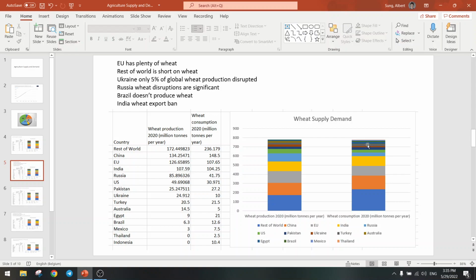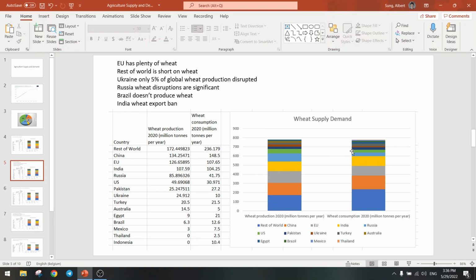And they are in trouble because Russia and Ukraine have some supply disruptions. Now, Ukraine is very small. It's just 5% of total wheat production in the world. But Russia could be trouble. And also India. India is going to ban wheat exports, and that's a big chunk as well. So this big chunk could be disrupted.